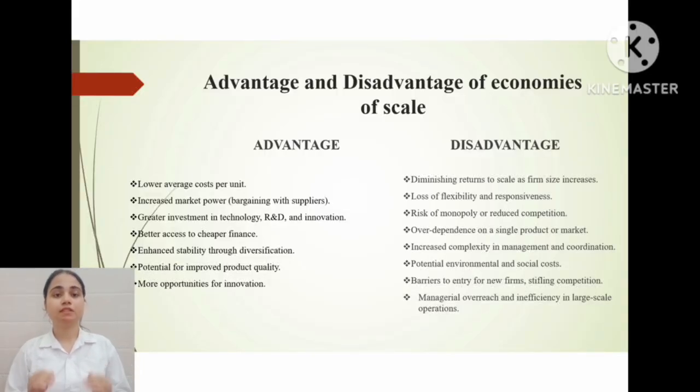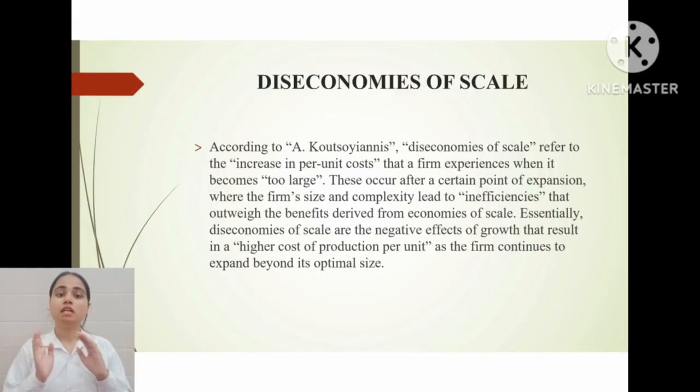We have our second topic, which is diseconomies of scale. Diseconomies of scale refers to the increase in per unit cost. In economies of scale there is a reduction in per unit cost, but in diseconomies we have an increase in per unit cost that a firm experiences when it has become too large.